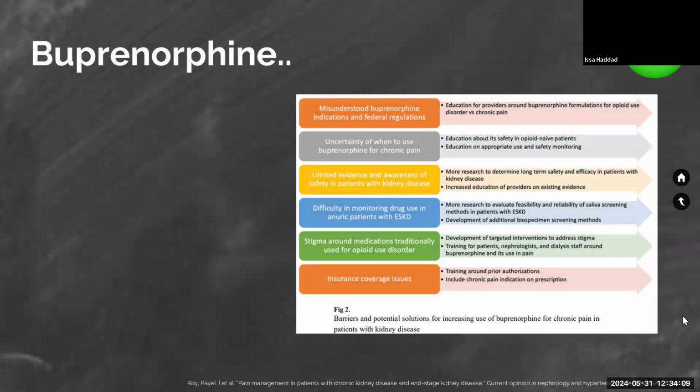Now, the challenges, as we talked about. Many people think buprenorphine is only used for opioid use disorder, but there is a study talking about the different barriers behind using buprenorphine for pain management. Just to mention, the misunderstanding of buprenorphine indications and federal regulations, and the difficulty of monitoring drug use in anuric patients with end stage disease. So we need more research on that.